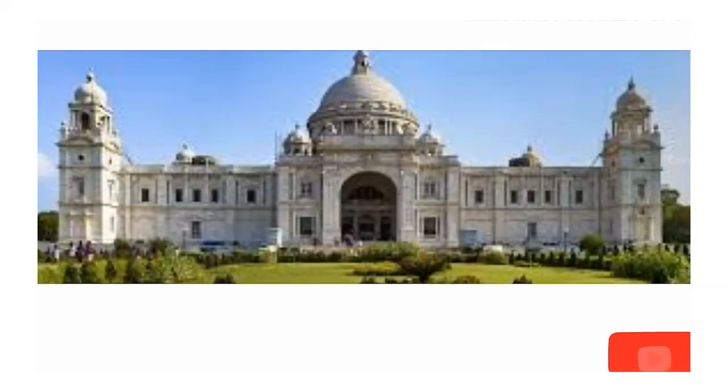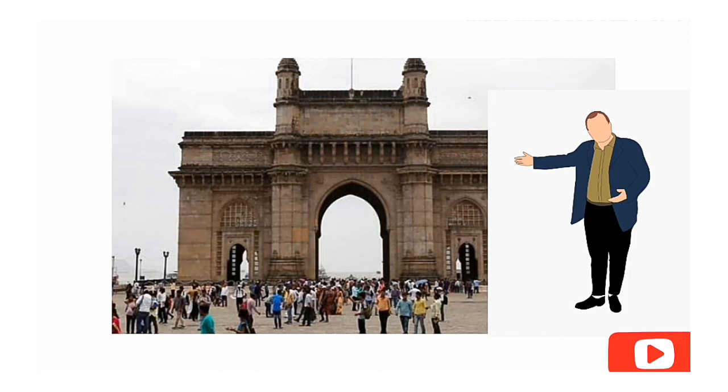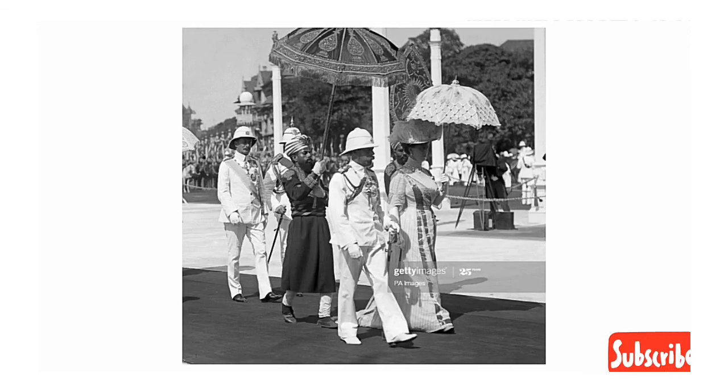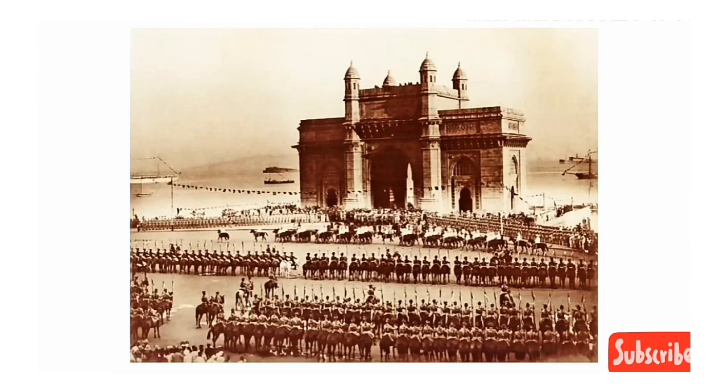Now, historical buildings. The Victoria Memorial was made around 1906 to 1921 in remembrance of Queen Victoria, who died in January 1901. The Gateway of India was made to welcome Queen Mary and King George on their first visit to Bombay in 1911. These are some of the monuments made by the British during their rule of 200 years.